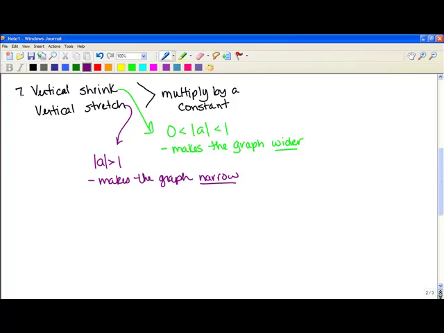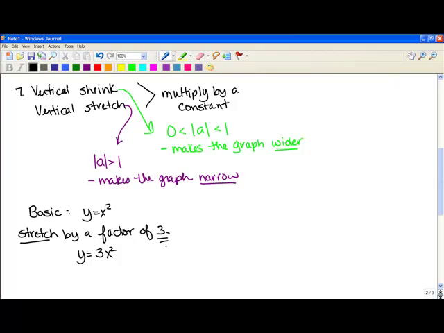Now let's take a look at a couple examples of this. First example has a basic graph of y equals x squared, and we want to stretch this by a factor of 3. So what we would do in order to get the function, we would take 3 and multiply it by x squared. It's a stretch, notice, because the constant is greater than 1.